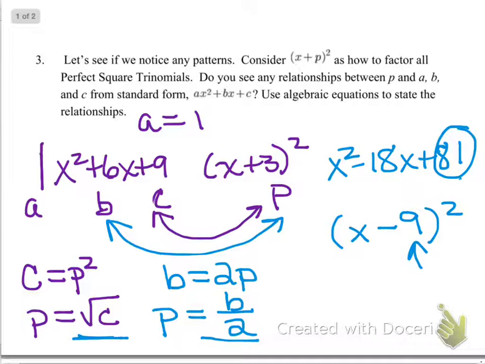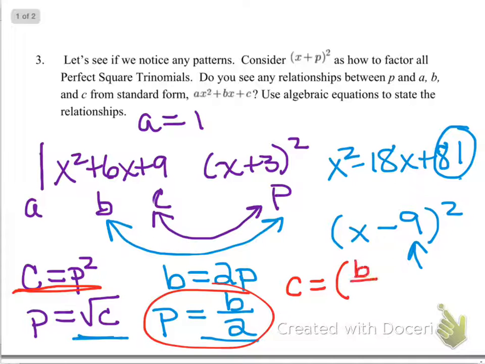Another way we can think about this, if we combine some of the equations we've made doing a bunch of substitution: if I combine C equals P squared and P equals B over 2, another thing I could say is that C has to be half of B squared. That's also true because I can see my C here, 81. Well, half of B is negative 9, squared is positive 81. So I can see all these relationships holding.